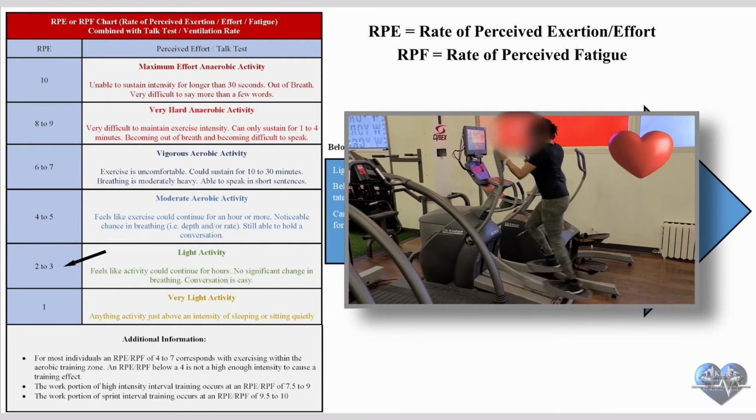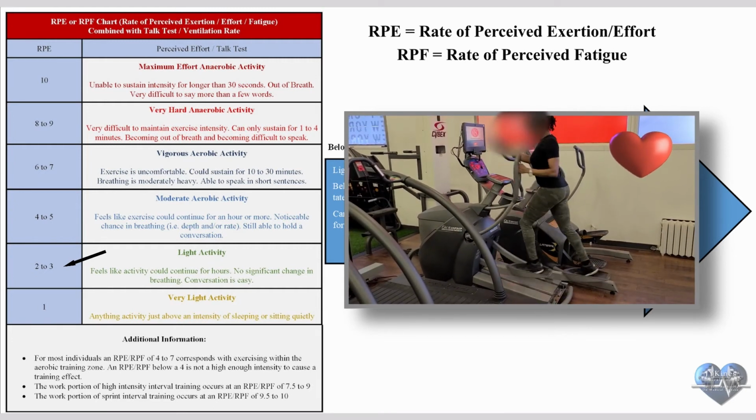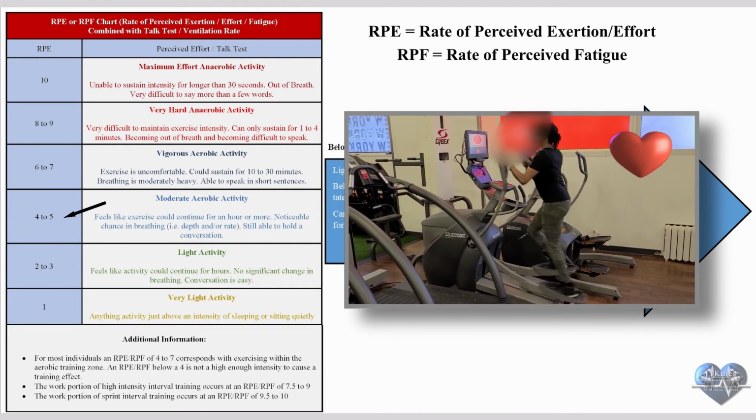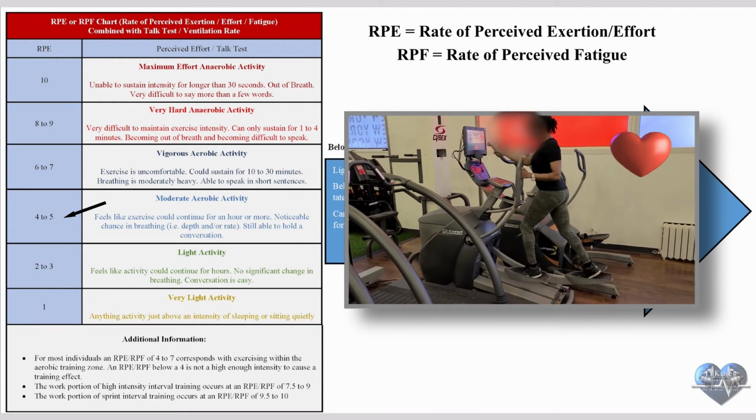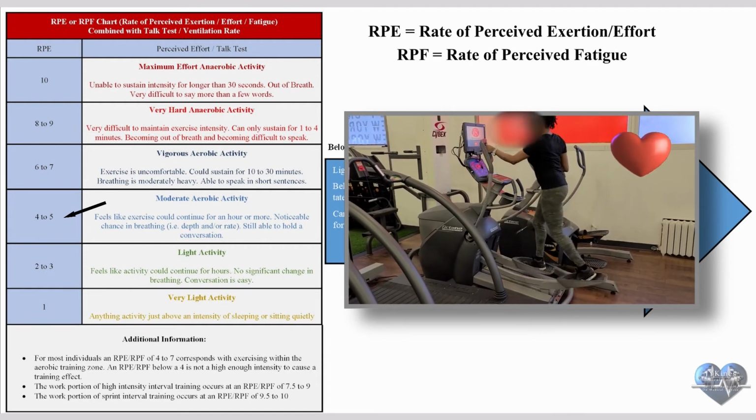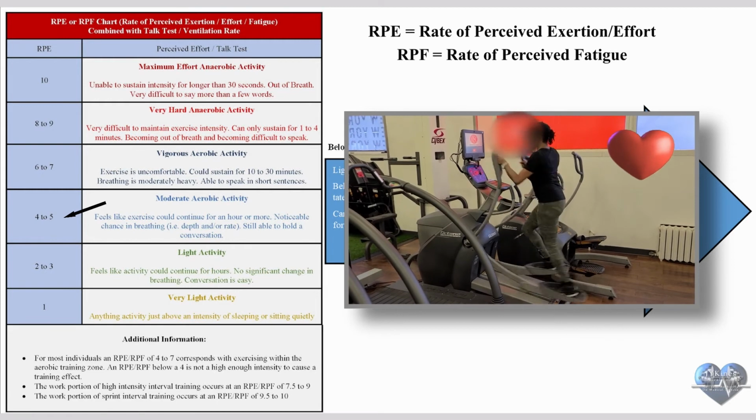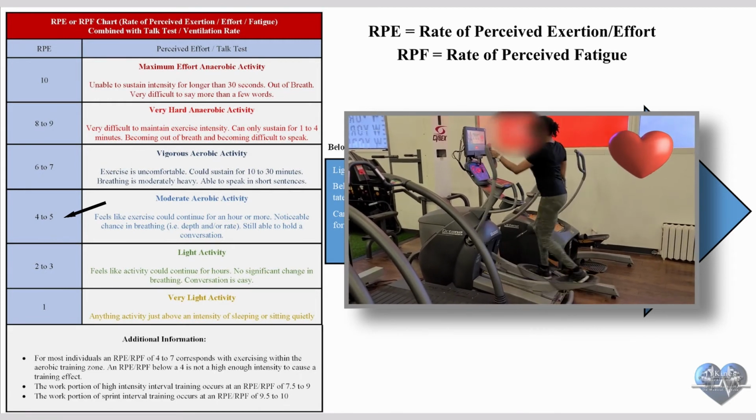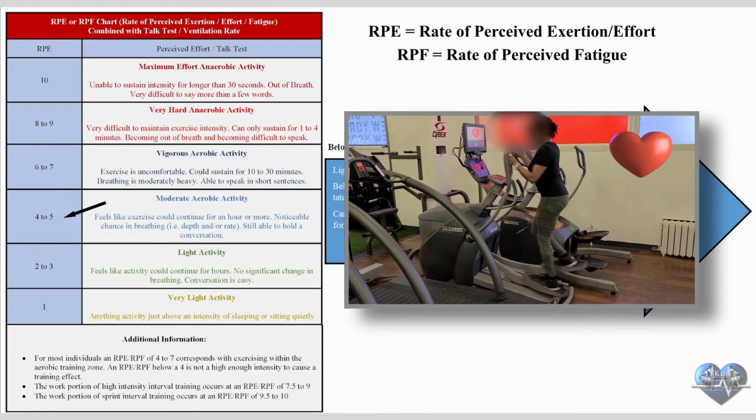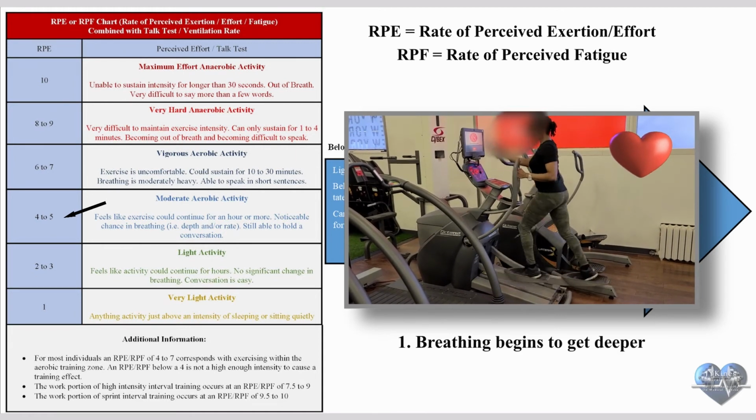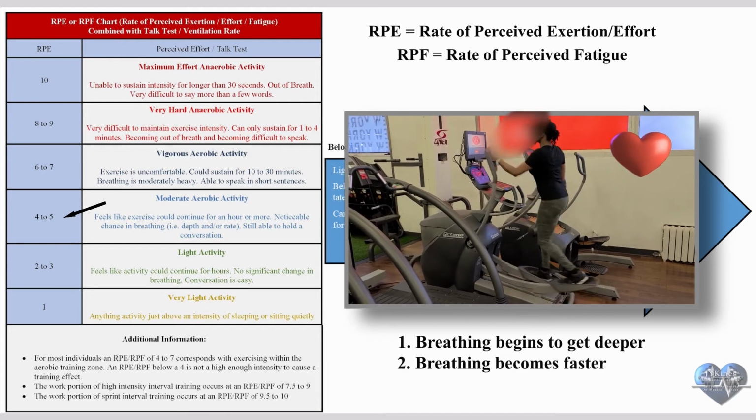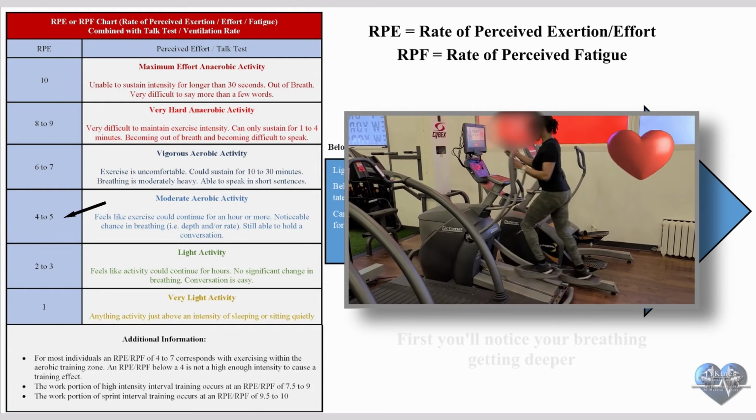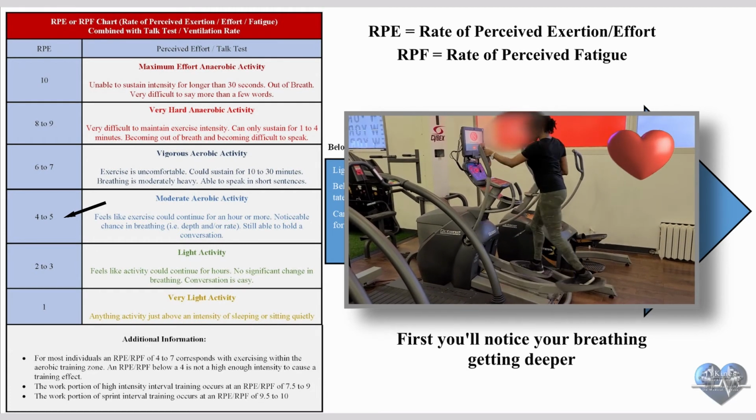But as you begin to move up in intensity and move up the totem pole, once you get to a 4 RPE or RPF, you've now reached the low end of your aerobic training zone. And the primary way to know that you're at a 4 is that your ventilation or your breathing has begun to change. And there's 2 ways your breathing can change. You can either begin to breathe more deeply or at a faster rate. And the first thing that happens when you hit the low end of your training zone is that you start to notice that your breathing is getting deeper.